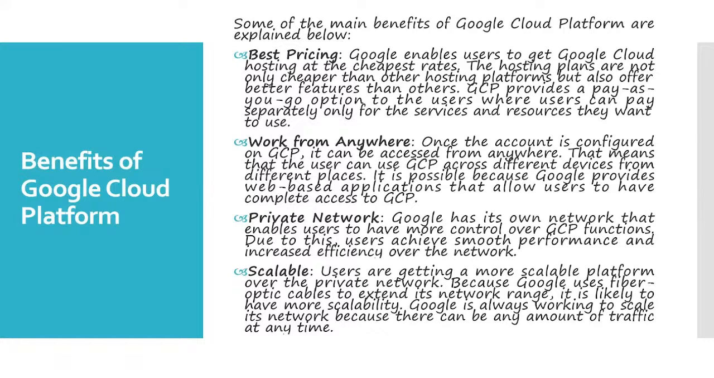Users are getting a more scalable platform over other private networks because Google uses fiber optic cable to extend its network range, and it's likely to have more scalability. Google is always working to scale its network because there can be any amount of traffic at any time. They have to take care of this every time. The monitoring is there, of what amount of traffic is coming to the Google Cloud Platform. That is the point.